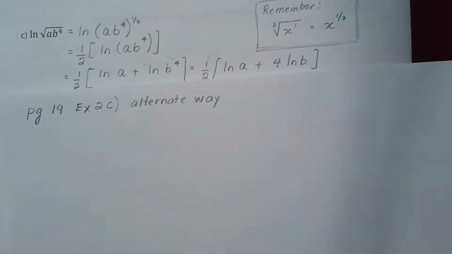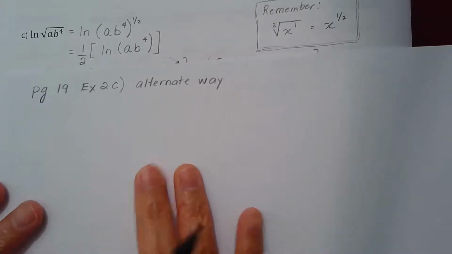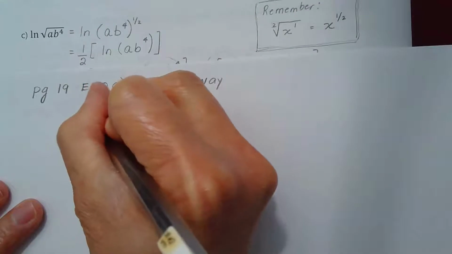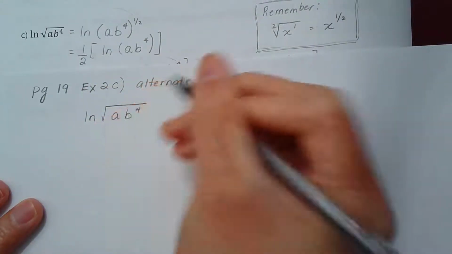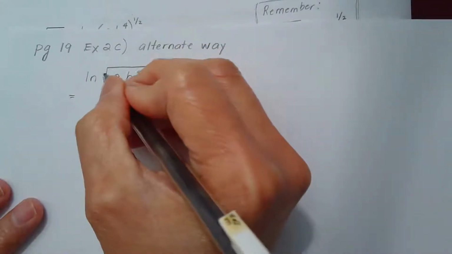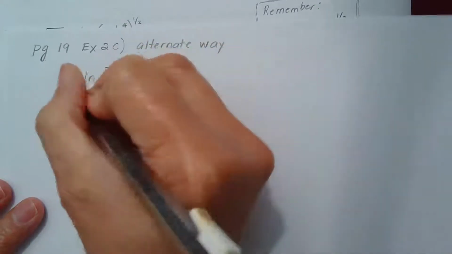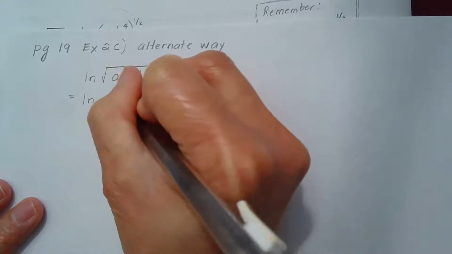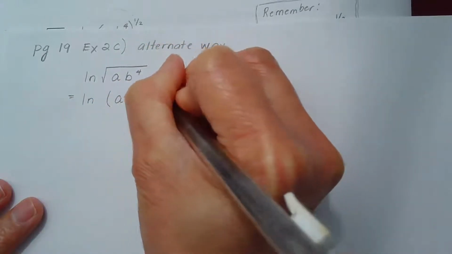Okay. So here's an alternative way of doing that one, and we should be able to get to the same answer. Let's see how that goes. Starting off with natural log of square root of a b to the fourth. I like this one because I have more room. Same thing, square root can be written as exponent to the 1/2. So natural log of a b to the 4 to the 1/2.